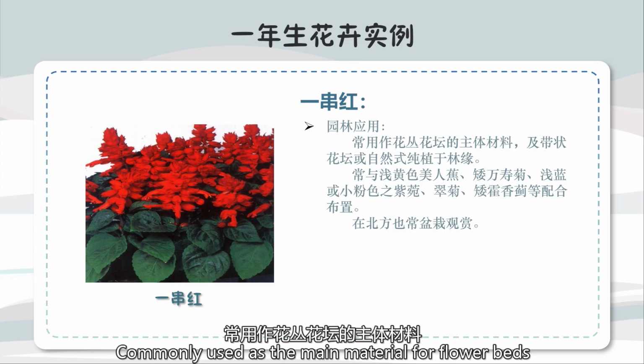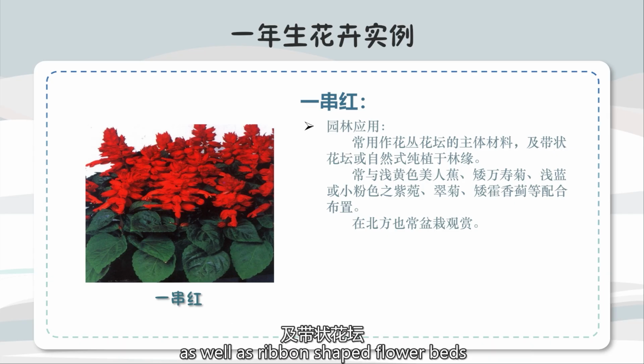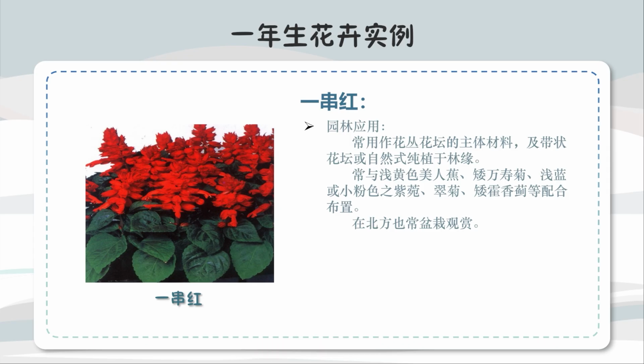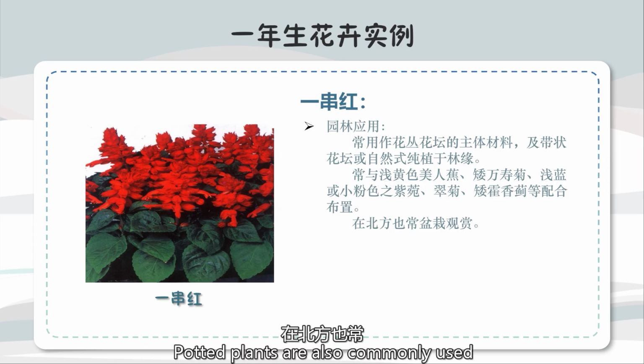It is commonly used as the main material for flower beds, as well as ribbon-shaped flower beds, or natural-style pure planting at the edge of forests, often arranged in conjunction with light yellow plantains, dwarf marigolds, light blue or small pink asters, chrysanthemums, dwarf ageratum, etc. Potted plants are also commonly used for viewing in the north.